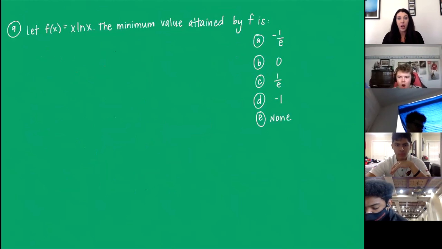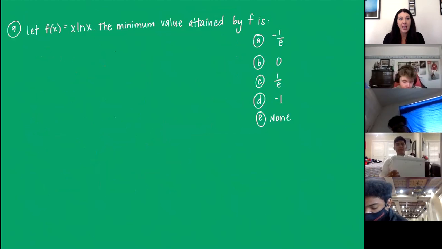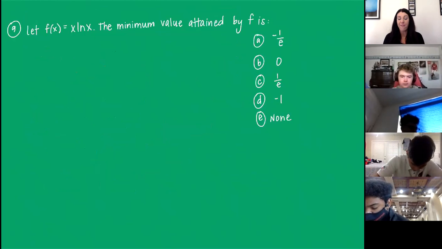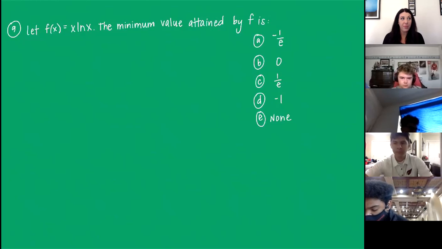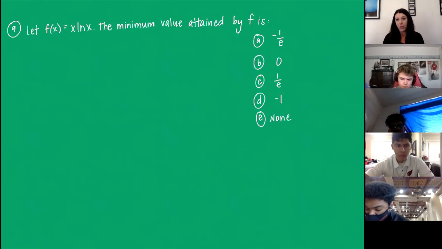This one's a bit harder because there's an ln and an e, and you guys don't like those things. So we have let f of x equals x times ln x. The minimum value attained by f is. Here's where reading is really important. Okay, so we don't have a situation where we have a bounded function. It's not saying find the minimum value from 1 to 5 or something like that, right? So we don't have to test endpoints. What we need to do is take the derivative and figure out where it's changing from negative to positive, right? That's going to be our critical point.